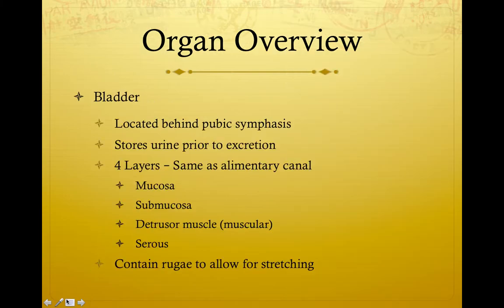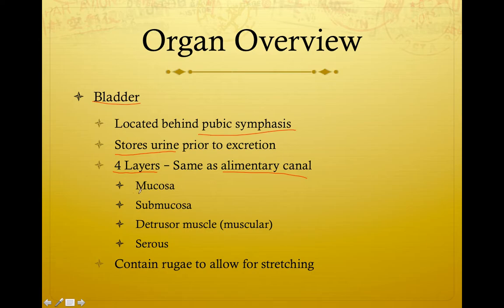Next, like I showed you, is your urinary bladder. Your bladder is located right behind your pubic symphysis, right along there. Its function is to store urine prior to excreting it. This bladder is composed of 4 layers, and you will notice these are the same as your alimentary canal.